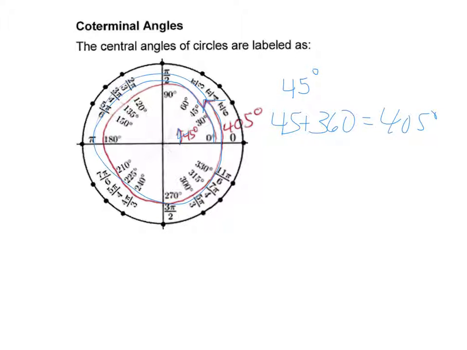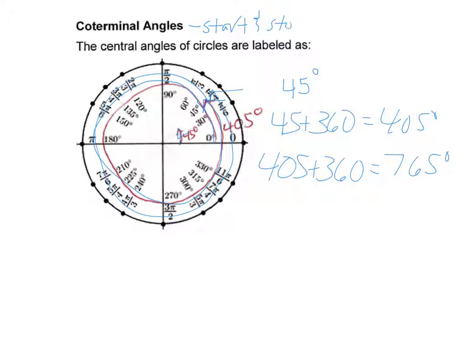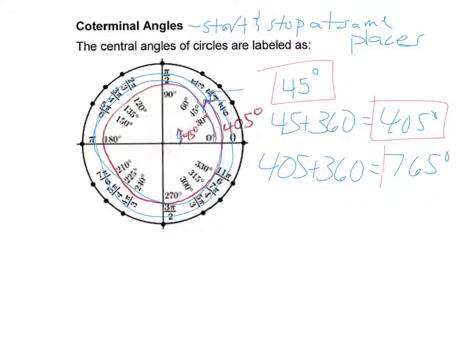And then say we decide to go around another time. So we've gone the 405 plus 360 more. Now we've traveled 765 degrees. But each time we've started and stopped at the exact same place. We've just gone around the circle a few times in between. So coterminal angles start and stop at the same place, no matter how many times you spin around the circle in between. That means 45, 405, and 765 are all coterminal angles.